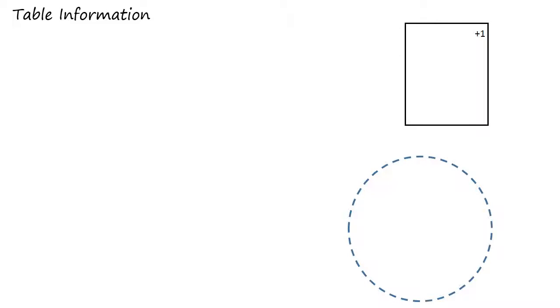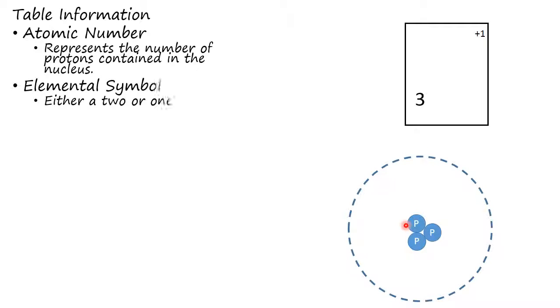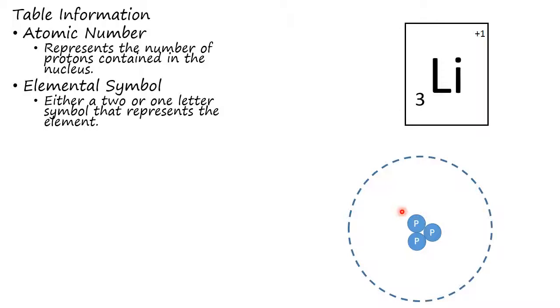So some information that's available to us on the periodic table. Atomic number represents the number of protons contained within the nucleus. So an atom with 3 protons will have an atomic number of 3. The next is the elemental symbol, which is either a 2 or 1 letter symbol that represents an element. The element with atomic number 3, or 3 protons contained within the nucleus, has an elemental symbol of Li, and it's the element lithium. The rule here is that the first letter is always capitalized and the second letter is always lowercase when writing the elemental symbol.